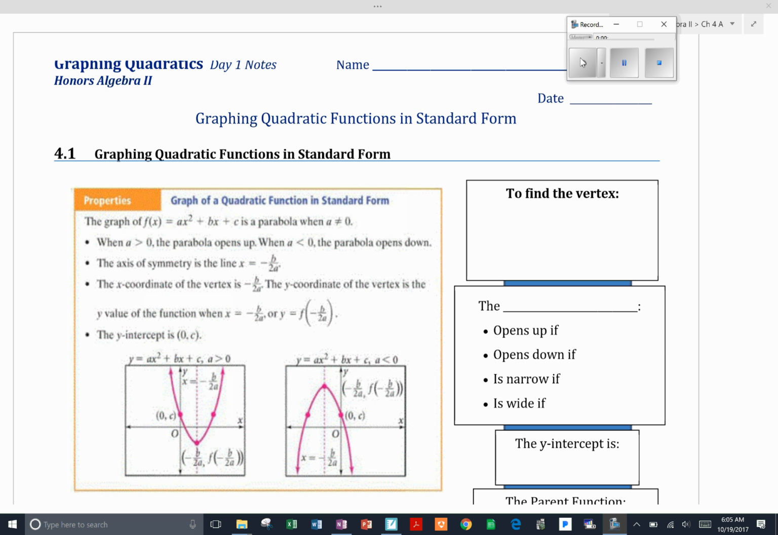Today we're going to be looking at the graphs of quadratic equations. This is the first of 3 days worth of notes that we'll be going through. Might take a few more videos than three, but we'll see what we can get through today.